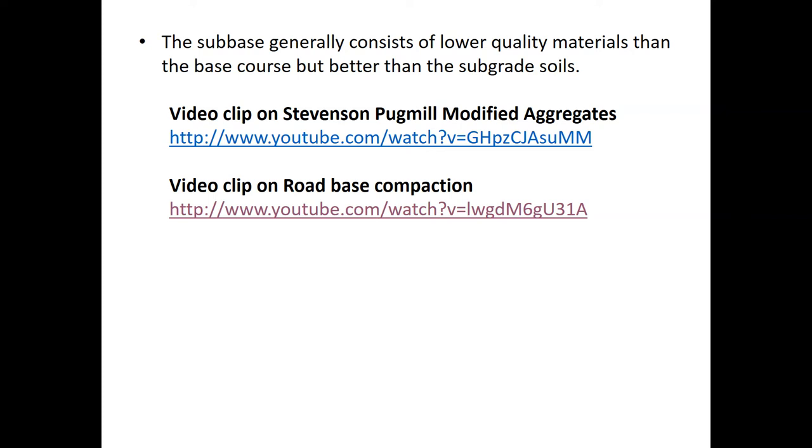So in terms of the size of the aggregates, the sub-base will be biggest. Sometimes we use 75 mm size, and then going up to the base course, it could be down to about 35 mm size. And then going up to the asphalt, the aggregates in the asphalt are just about 10 mm, 14 mm. So the aggregate is getting smaller and smaller as you go up.